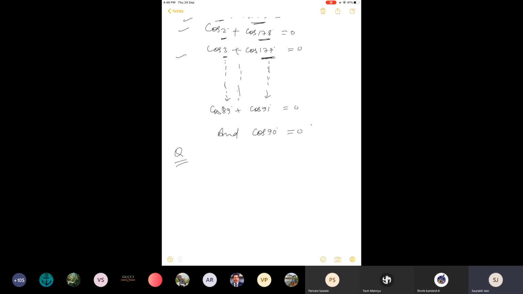Okay, so I have a question here. Let me see who can solve it. Cos pi plus x. So can you just scroll up a bit?